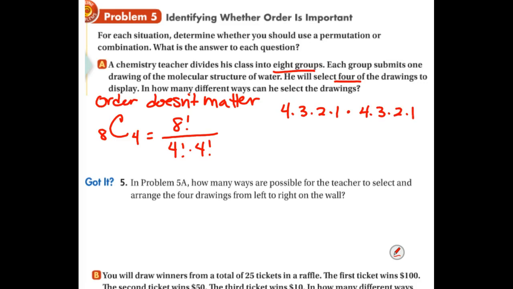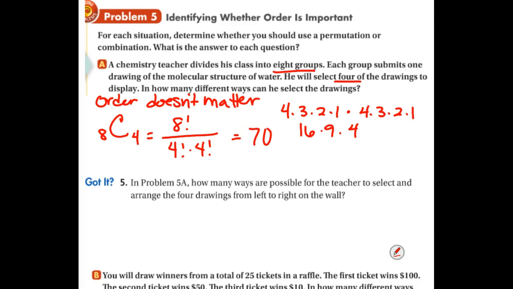We can multiply the 4's together. We can multiply the 3's together. We can multiply the 2's together. That's not 16 factorial, right? Okay, go ahead and grab your calculators. Figure out 8C4. All right, I'm seeing 70. Agree, disagree?